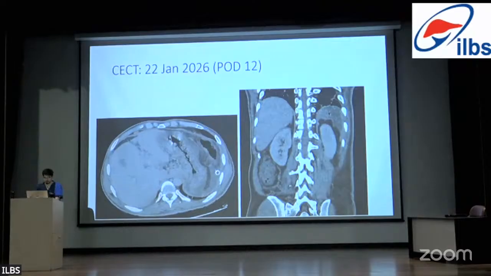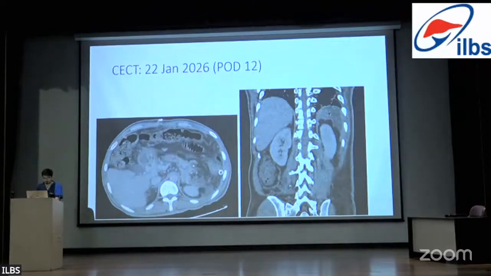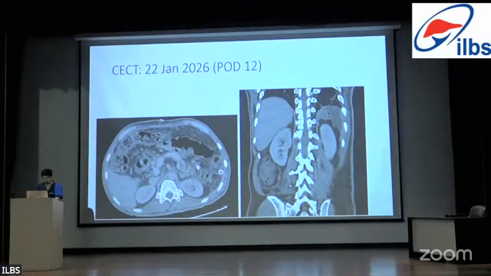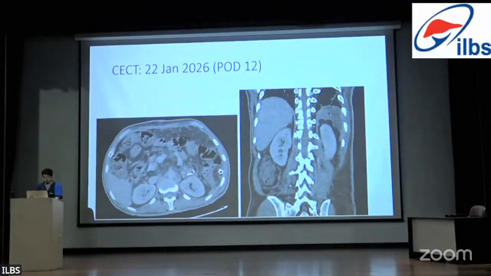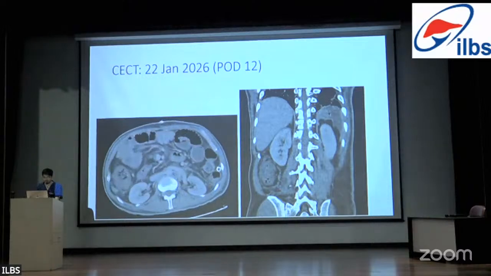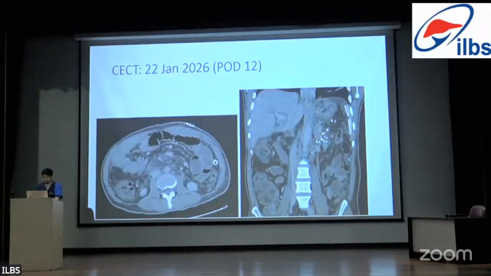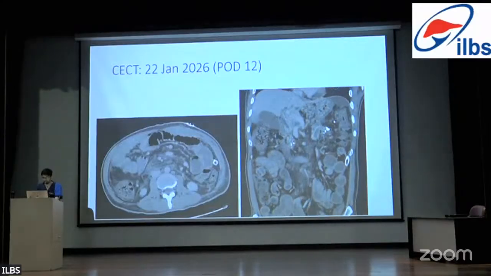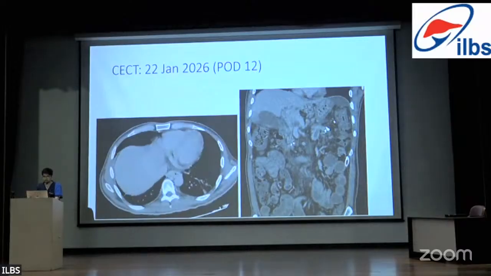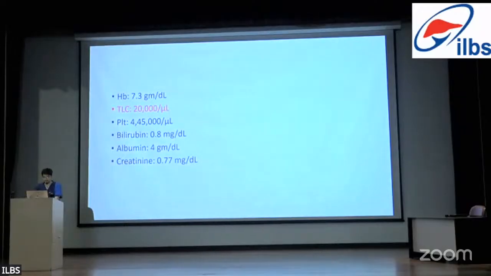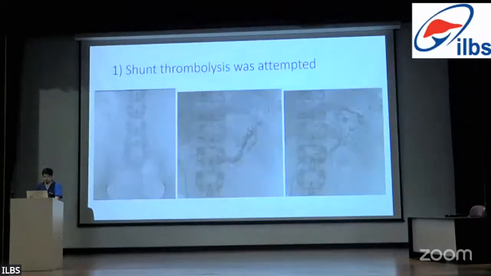And in this, we can see that there was thrombosis of the retropancreatic splenic vein with the thrombus extending into the splenorenal shunt. And these are the coronal images depicting the same. This is the thrombus in the lienorenal shunt. And the patient had an elevated TLC of 20,000. So for this, the patient was planned for shunt thrombolysis.